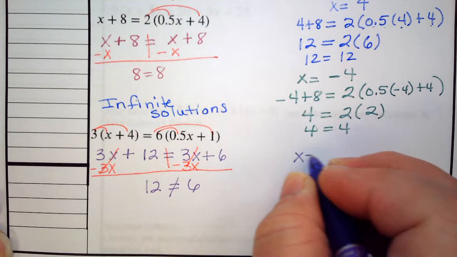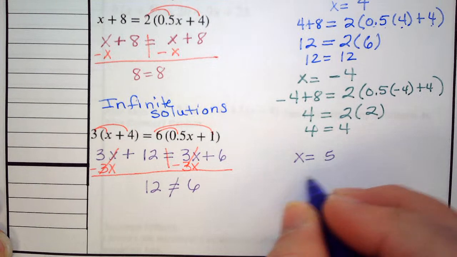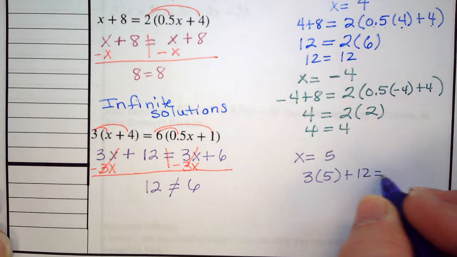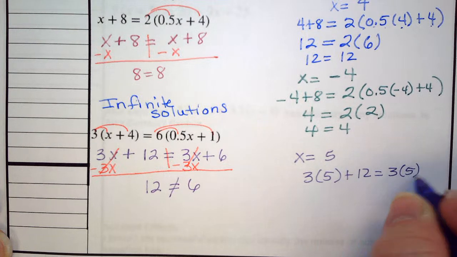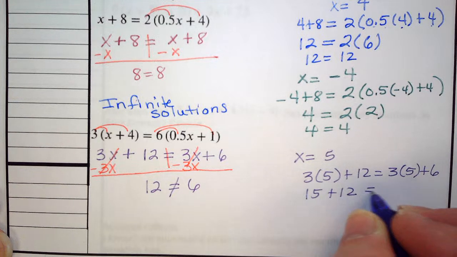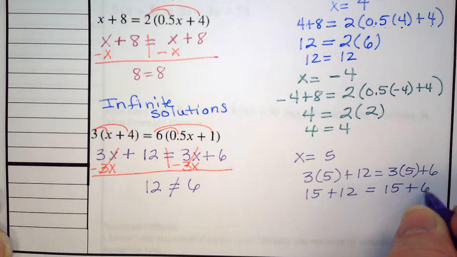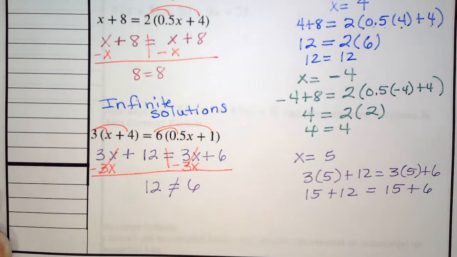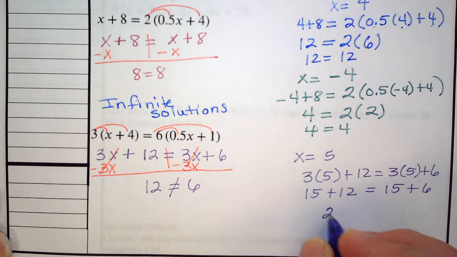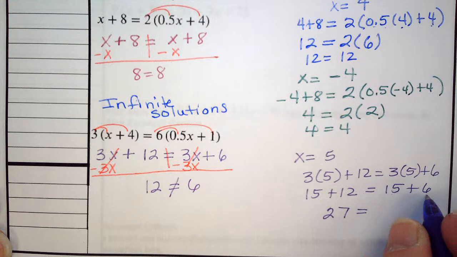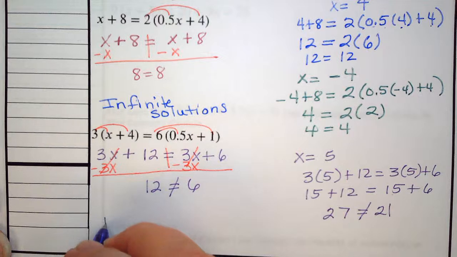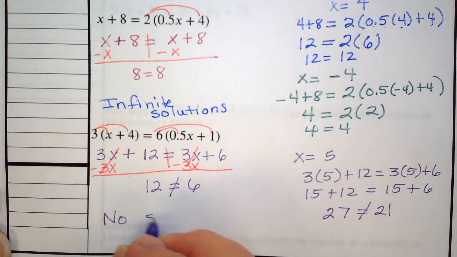If I let x be equal to 5, 3 times 5 plus 12 is equal to 3 times 5 plus 6. 15 plus 12 is equal to 15 plus 6. We can already see there's a big problem. Okay, 15 plus 12 would be 27. 15 plus 6 would be 21. They are not equal. You can never ever get a solution.